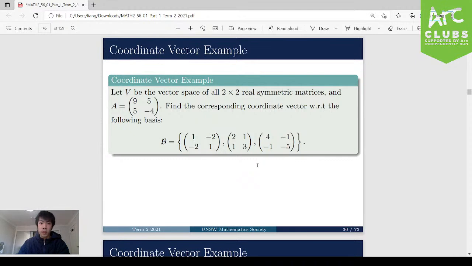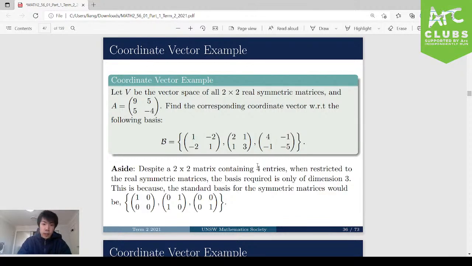Okay. So going back to the question, all 2 by 2 real symmetric matrices, and we have A equal to 9, 5, 5, -4. Find the corresponding coordinate vectors with respect to the following basis.